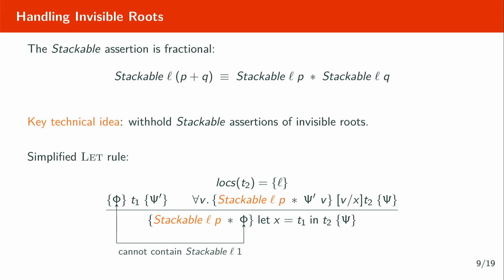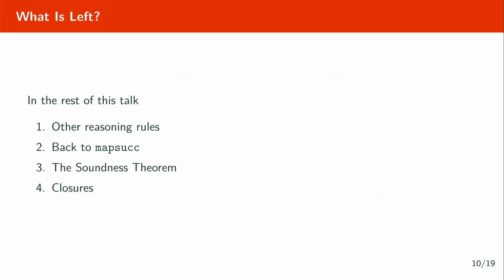Okay, so I'm reaching the middle of this talk. What is left? I'm going to present the other reasoning rules of this system and go back to the example of MapSuck. Then, of course, the soundness theorem of this logic, and concluding on closures.